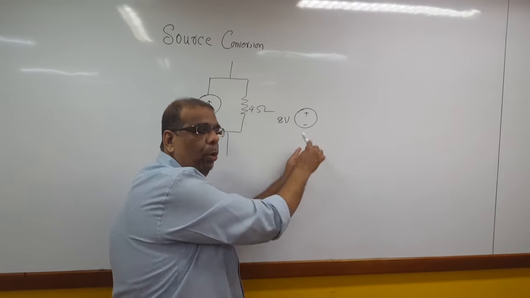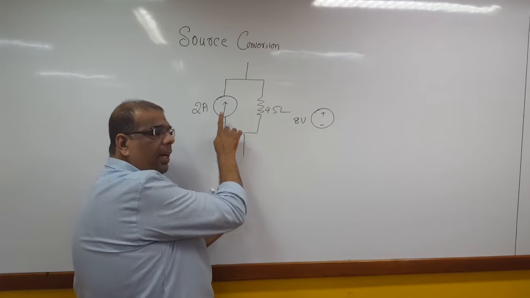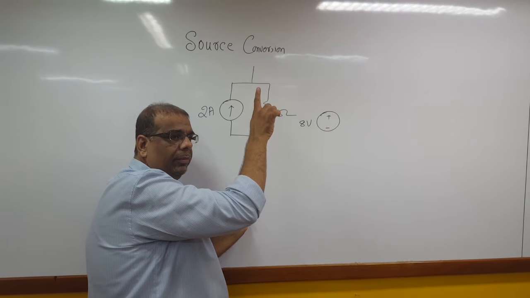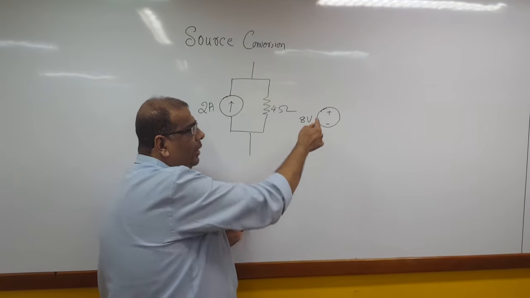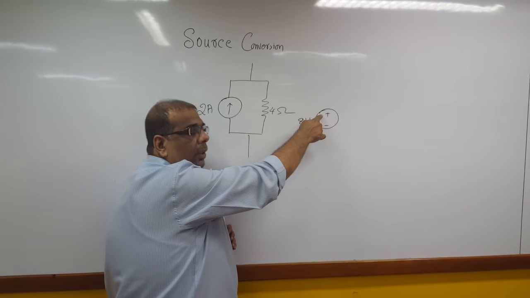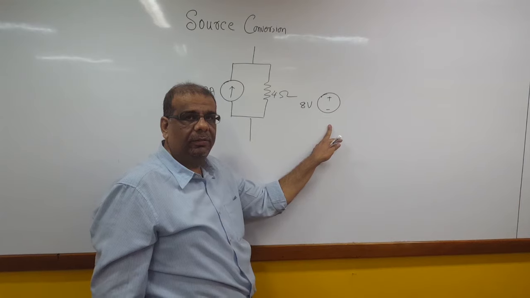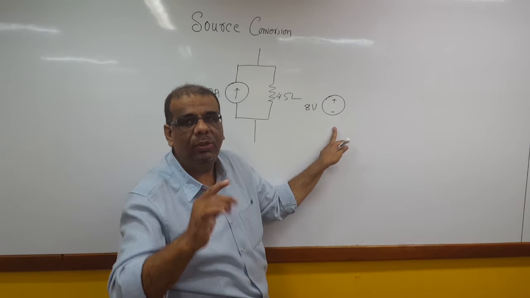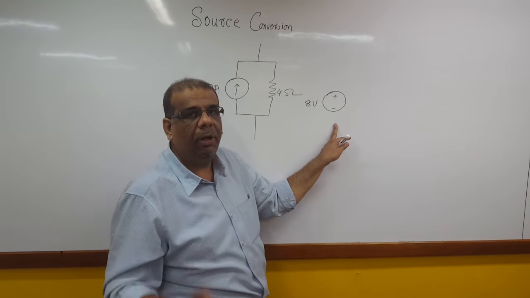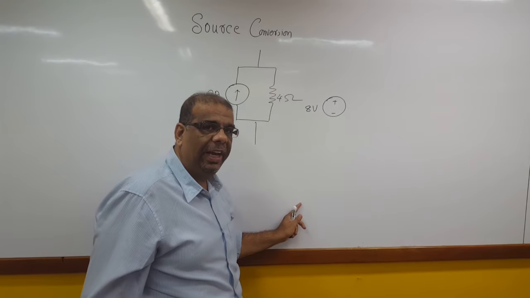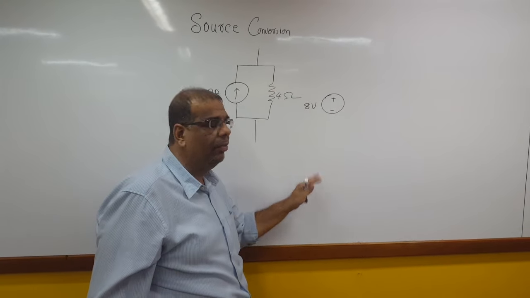How do I fix up the polarities? My current is moving in the upward direction. When current moves in the upward direction, the upper end will be positive. If the current is moving in the downward direction, the lower end will be positive. Whichever direction my current goes, that direction will be positive. So I get an 8 volts battery with positive and negative terminals.